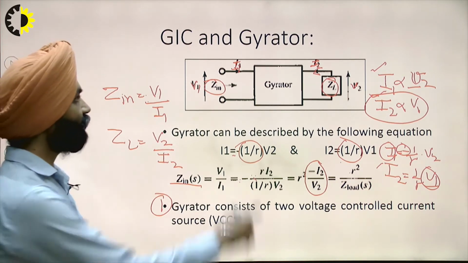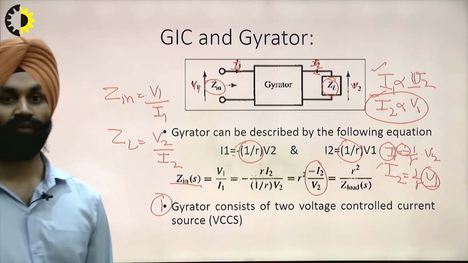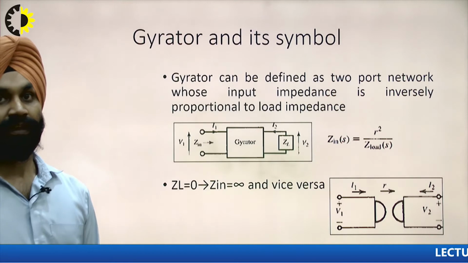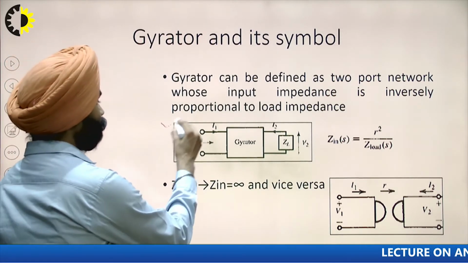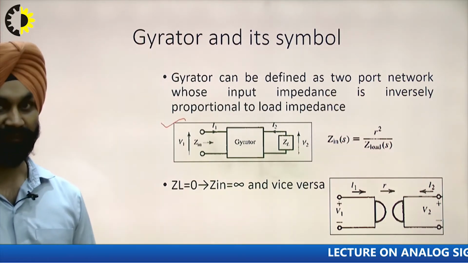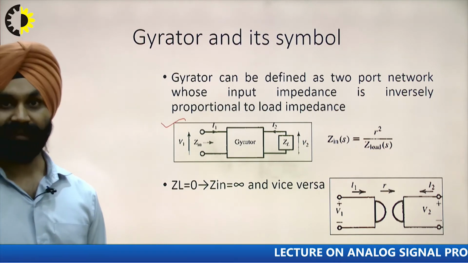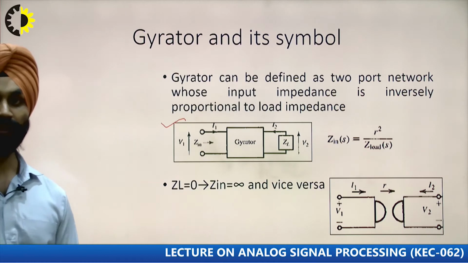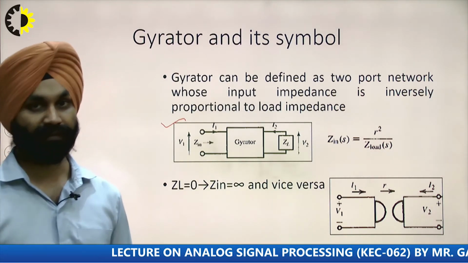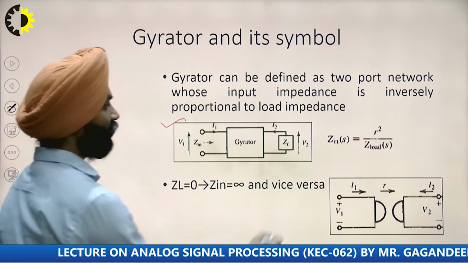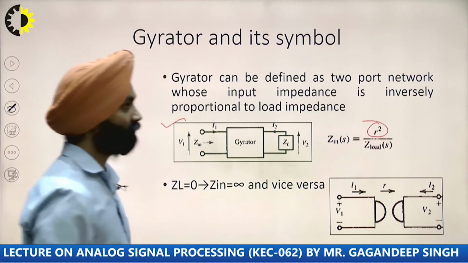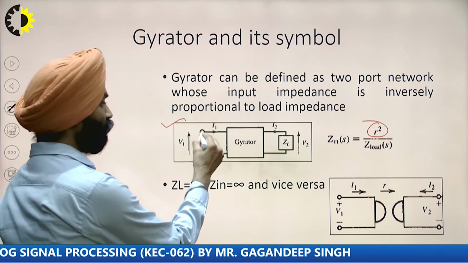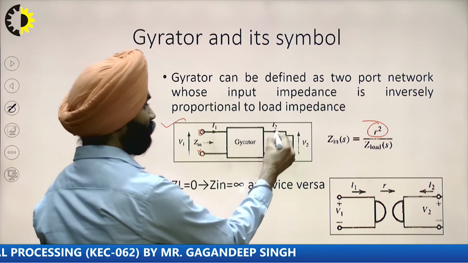So we can create a gyrator using two voltage controlled current sources. Now if we see the definition of gyrator, a gyrator can be defined as a two-port network whose input impedance is proportional to the load impedance, and the proportionality constant is R square.